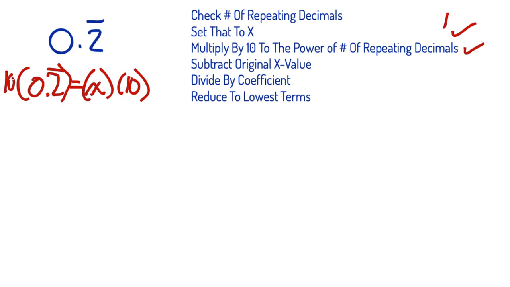Okay, I'm going to multiply out. So that's going to be 10 times 0.2 repeating, which is 2.2 repeating. On the right-hand side, x times 10 is 10x.